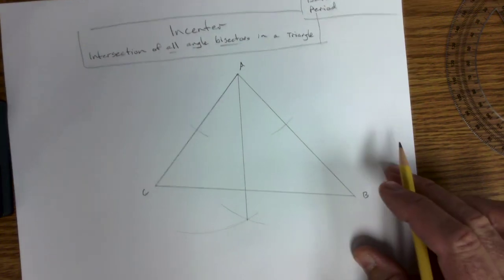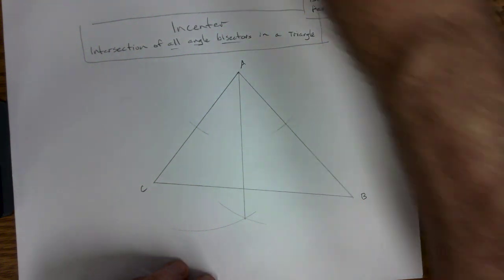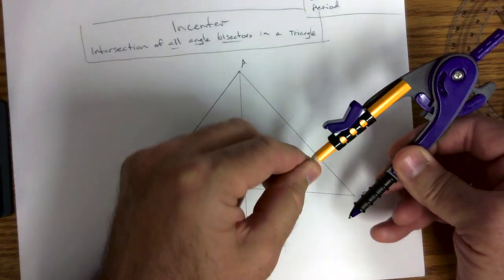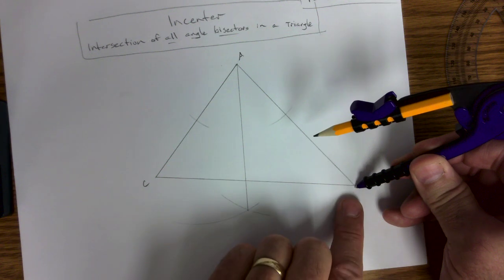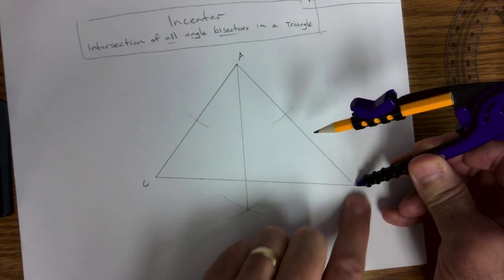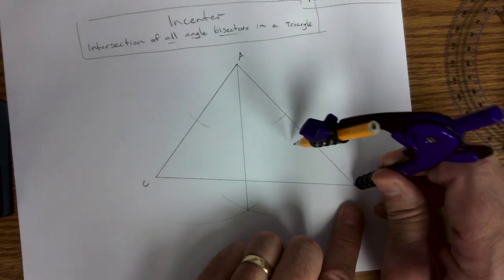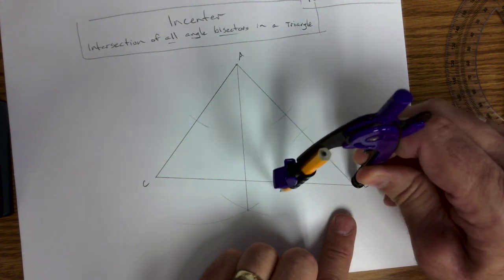We're going to bisect angle B. So again, take my compass. It doesn't matter how big. I prefer around 2.5 or 2 inches. And I put my point on B. And I make a mark there and there.